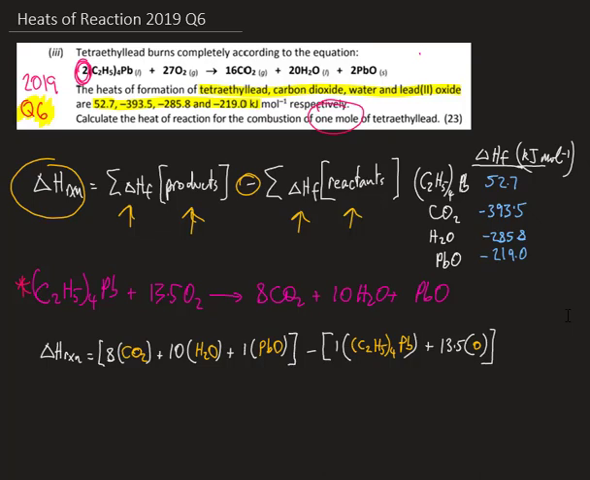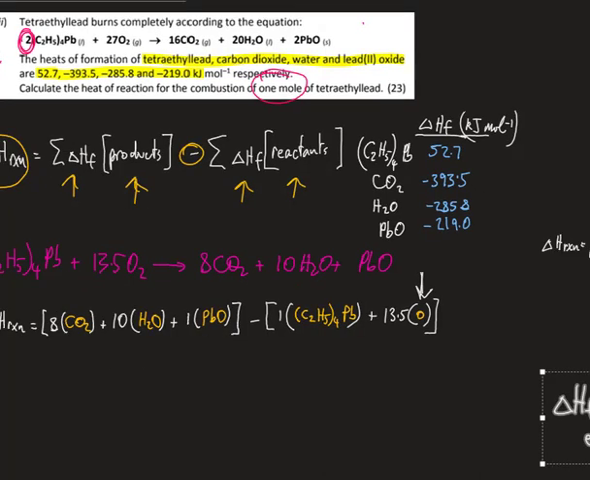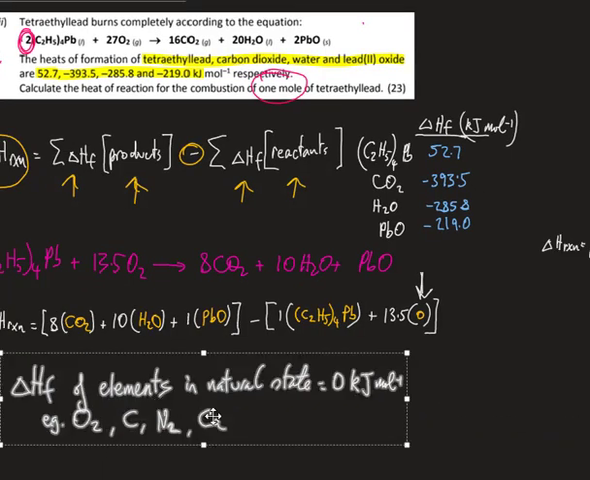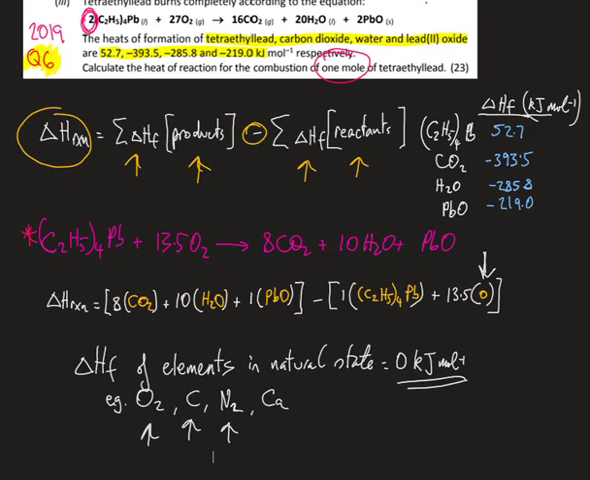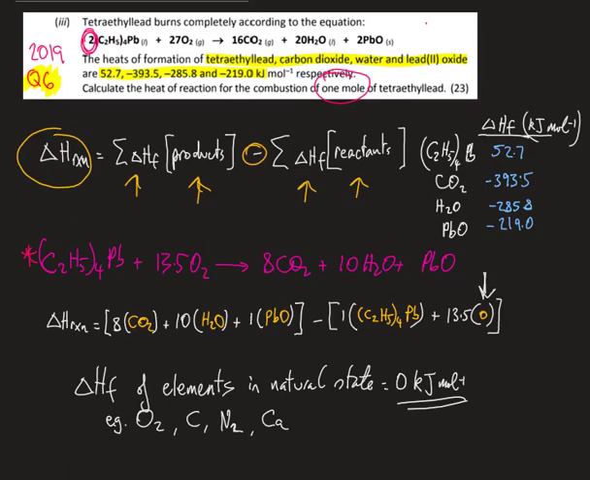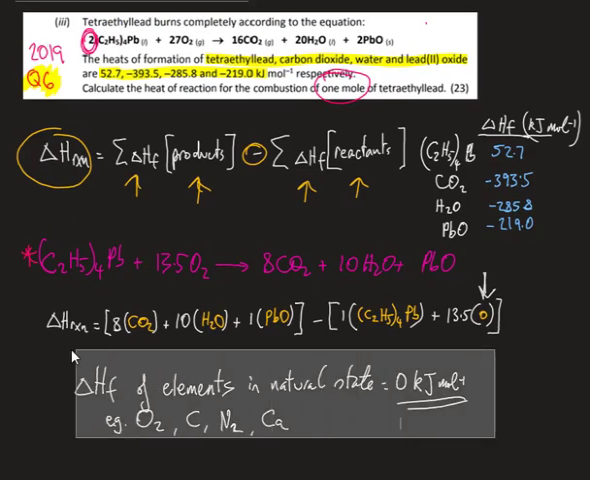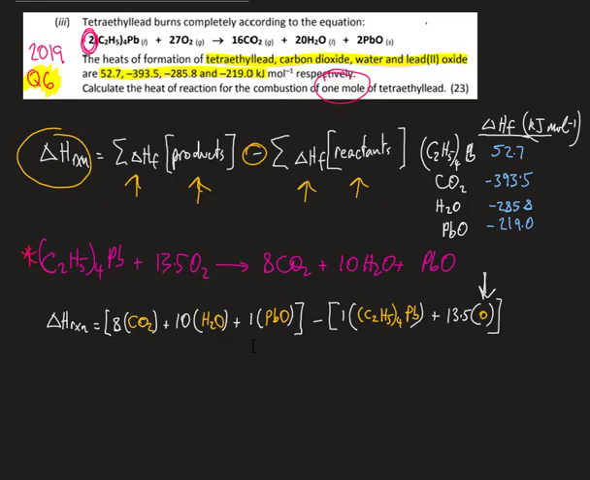And then notice there that I've got a 0 here. I'll just drag in this little rule as a reminder that the heats of formation of elements in their natural state is 0 kilojoules per mole. So for an example, we've got oxygen, carbon, nitrogen, and calcium. So the heats of formation of those substances is 0.